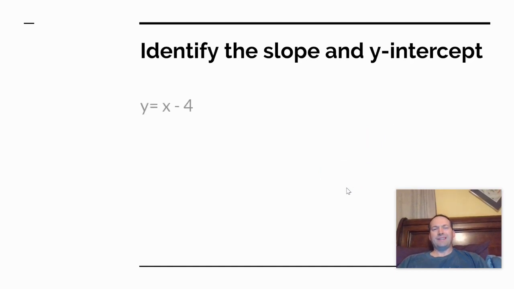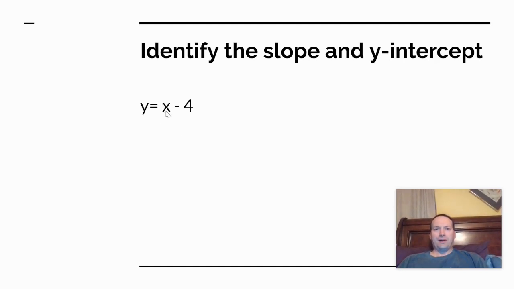Wow, is it really that simple? Well, let's get a little more complicated. Okay. Y equals x minus 4. So what is my slope? What number is the coefficient of my variable x? All right then.